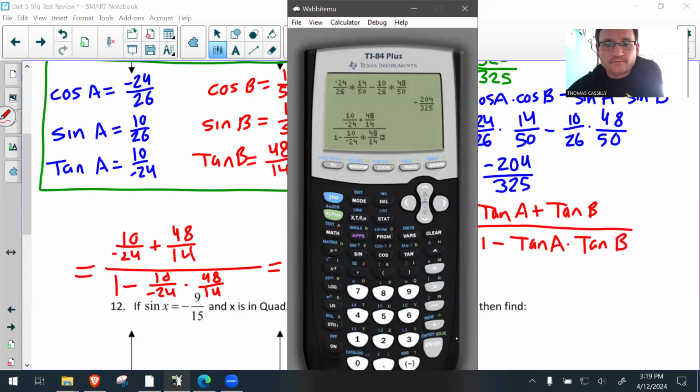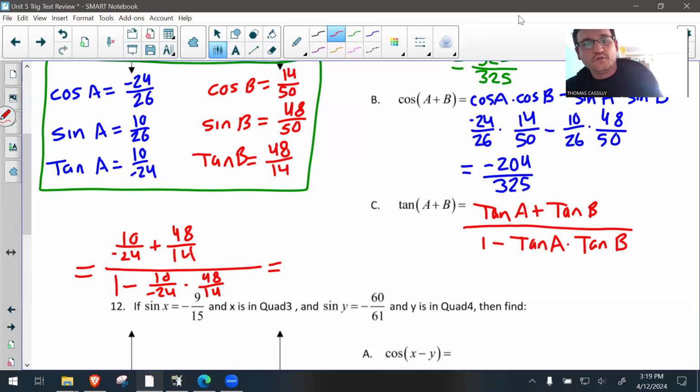And then press enter. And there you go. You got 253 over 204. And there we have it.